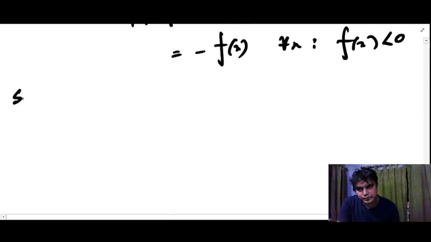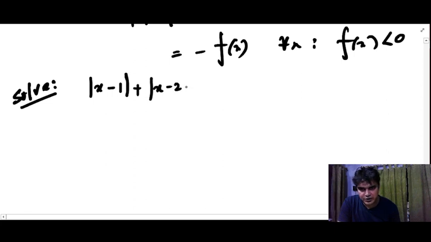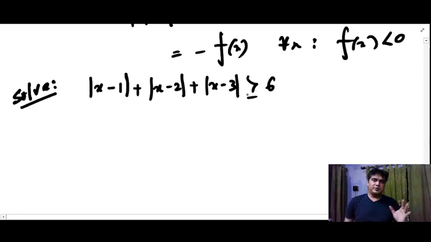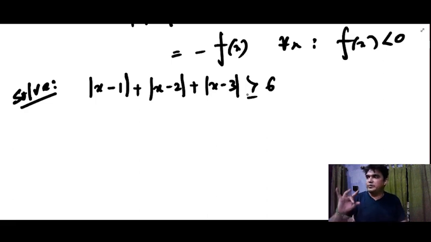Say mod of x minus 1 plus mod of x minus 2 plus mod of x minus 3 greater than or equal to 6. See, from this problem, first of all, in the particular expression, we can find three values of x, right? If I put x minus 1 equal to 0, it will give me x equal to 1. If I put x minus 2 equal to 0, it will give me x equal to 2. If I put x minus 3 equal to 0, it will give me x equal to 3, right?